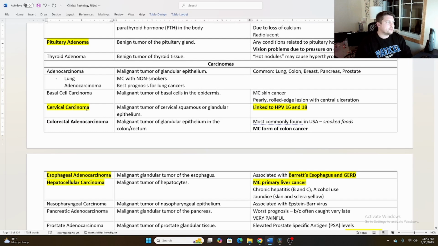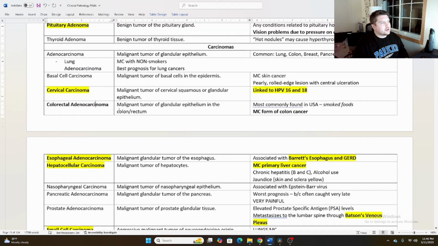Cervical carcinoma, the most commonly asked question about cervical carcinoma is that it is linked to the human papillomavirus 16 and 18. Very, very commonly associated with those. Microbiology likes to ask this specific question in part of its question pool.